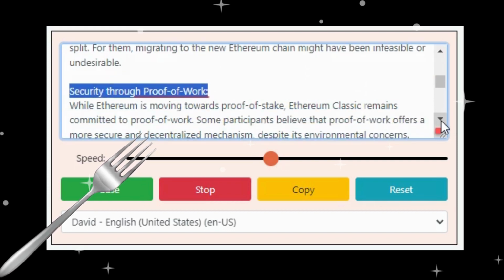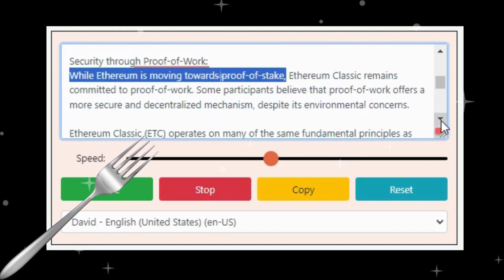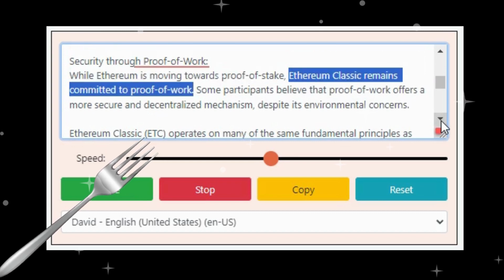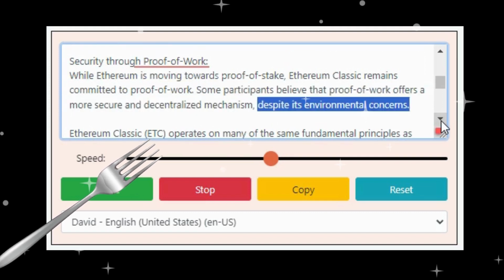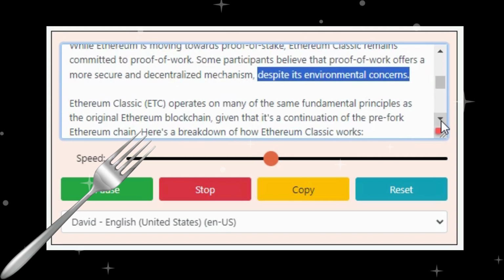Security through proof-of-work. While Ethereum is moving towards proof-of-stake, Ethereum Classic remains committed to proof-of-work. Some participants believe that proof of work offers a more secure and decentralized mechanism, despite its environmental concerns.